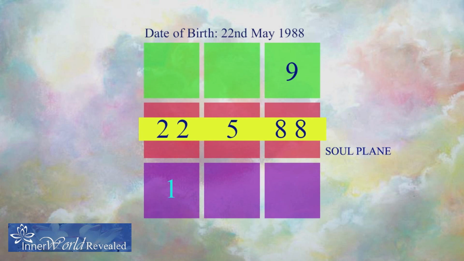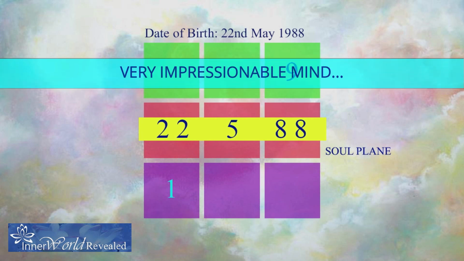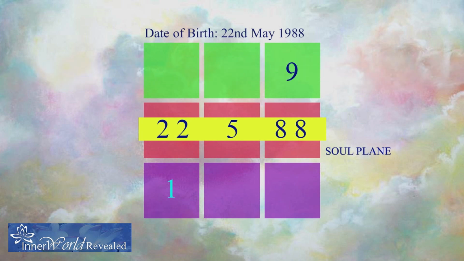Children who have this pattern will have a very, very impressionable mind. Their capability of sensing the emotional atmosphere around them will be very strong. They will be like antennas absorbing the invisible signals all the time, so the parents have to be very careful.